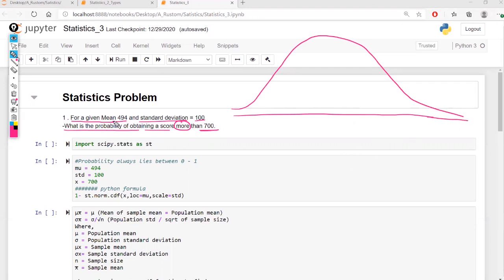When I say a mean, it always lies in the center. Mu equal to 494, and the standard deviation is 100. Then what is the probability of obtaining a score more than 700? 700 lies somewhere here. This is 700. Now I need to find the probability of obtaining a score more than 700, this part.